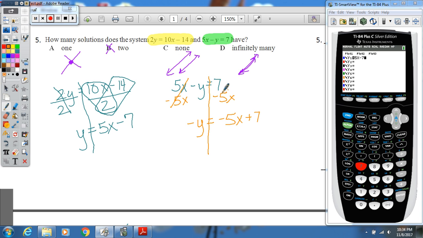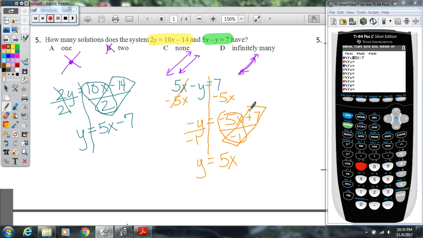Can't combine those because they're not like terms. Well then, guys, I need to get rid of the negative sign that's in front of the y, so I'm going to come in and divide each side by negative 1. That's going to get me y is equal to negative 5x divided by negative 1. Negative 5 divided by negative 1 is going to get me positive 5, and then I'm going to tack the x on. Well then 7, I'm sorry, 7 divided by negative 1 is negative 7. So this is my second equation.